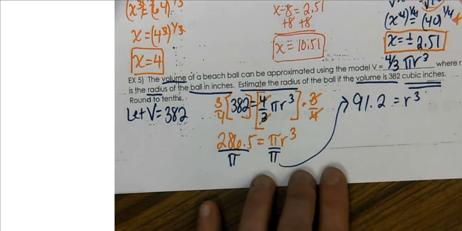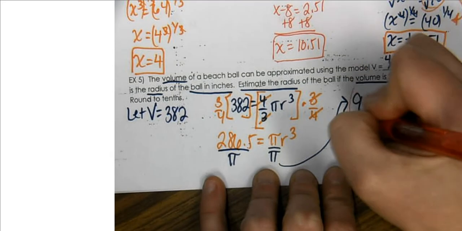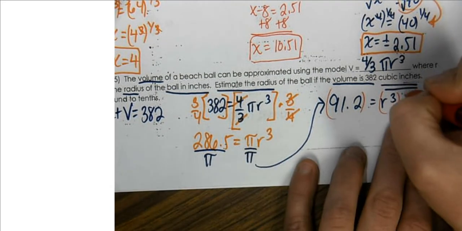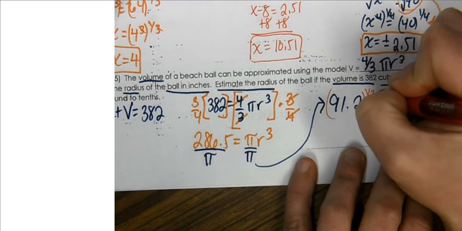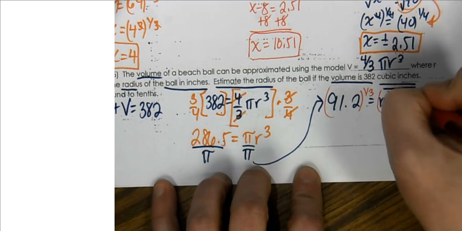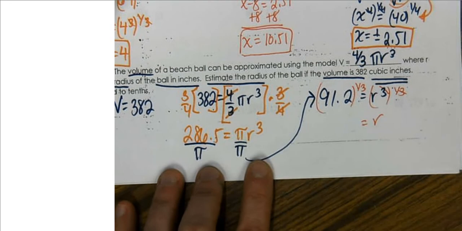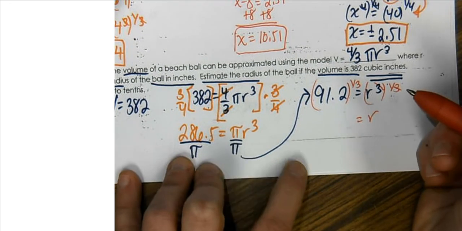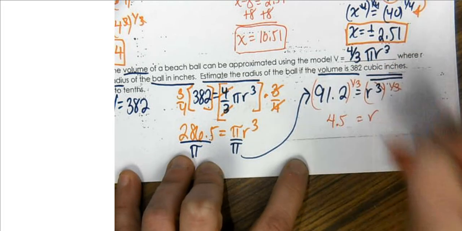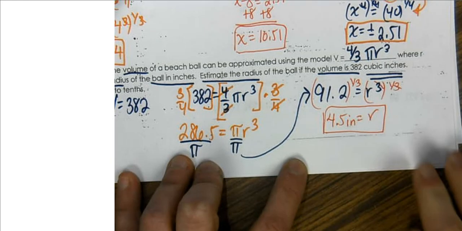Now, obviously 91.2 is not a perfect cube, so what I'm going to do now is put parentheses around both sides. You could take the cube root, but to help us use our calculator, I'm going to raise both sides to the 1/3 power. The multiplication of 3 eliminates the division of 3, leaving me with just r. And if I were to put 91.2 raised to the 1/3 power in my calculator, I'm going to end up with 4.5. So 4.5 inches is going to be equal to what my radius is.